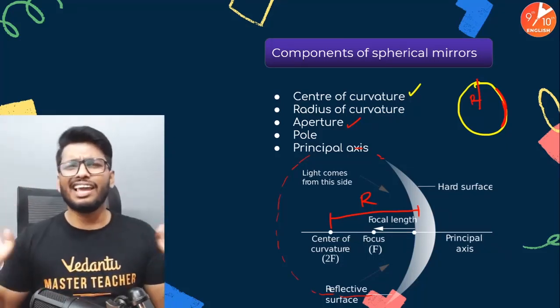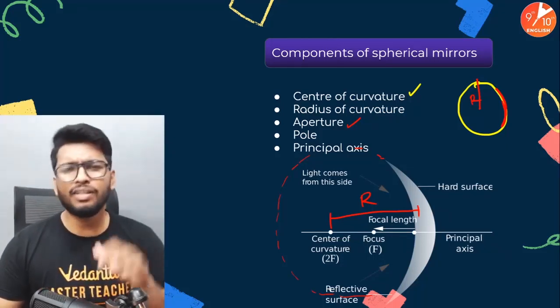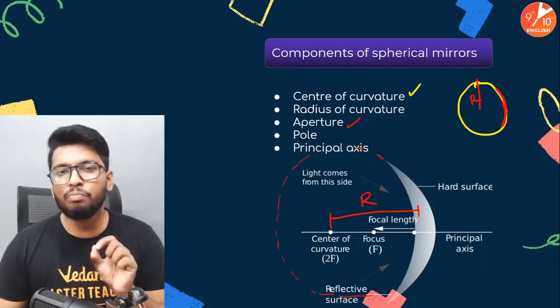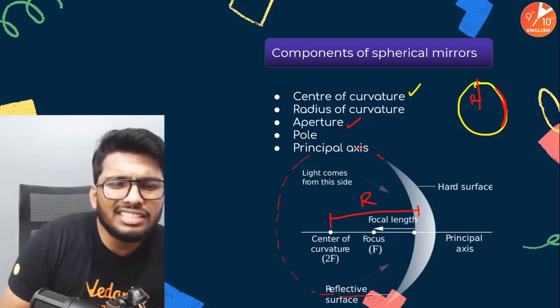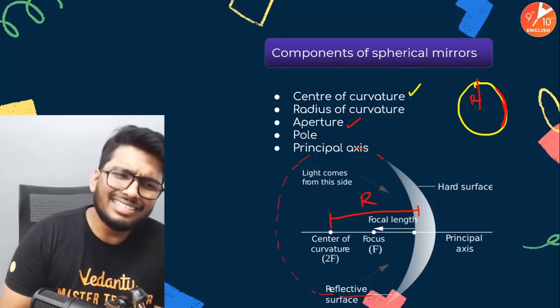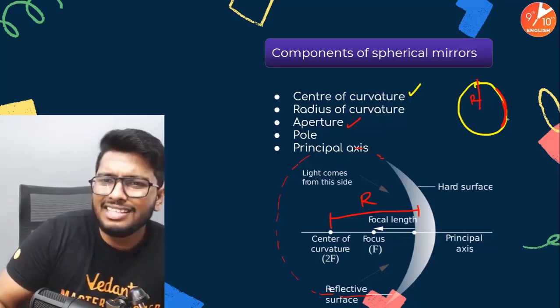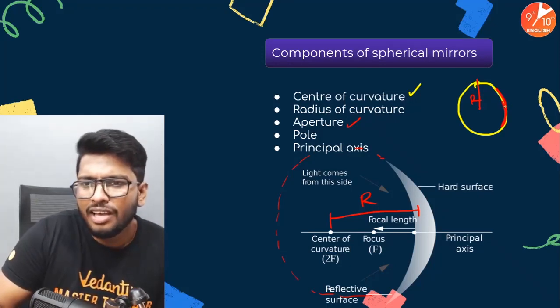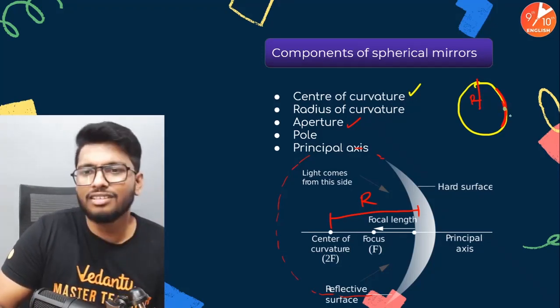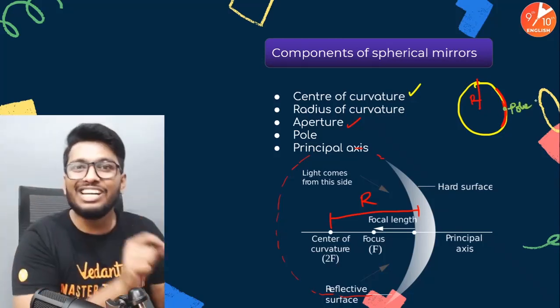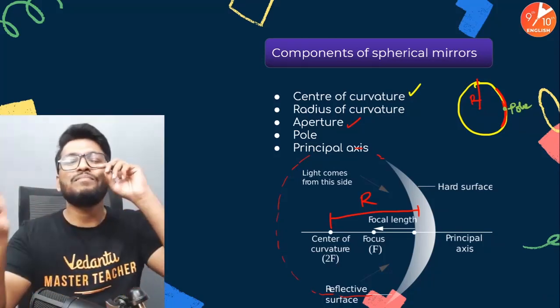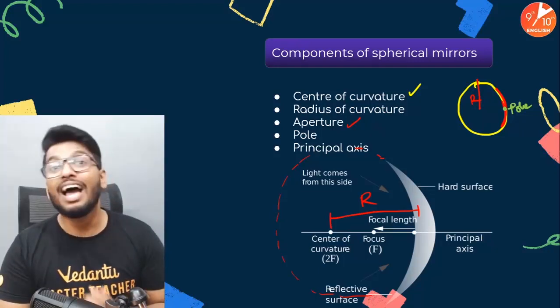Simple. That's all. After that, people, you also have to understand pole and principal axis. The pole is nothing but the center of the mirror. See guys, this is the mirror. The center of the mirror is called the pole, which is nothing but the geometric center or the midpoint of the mirror.